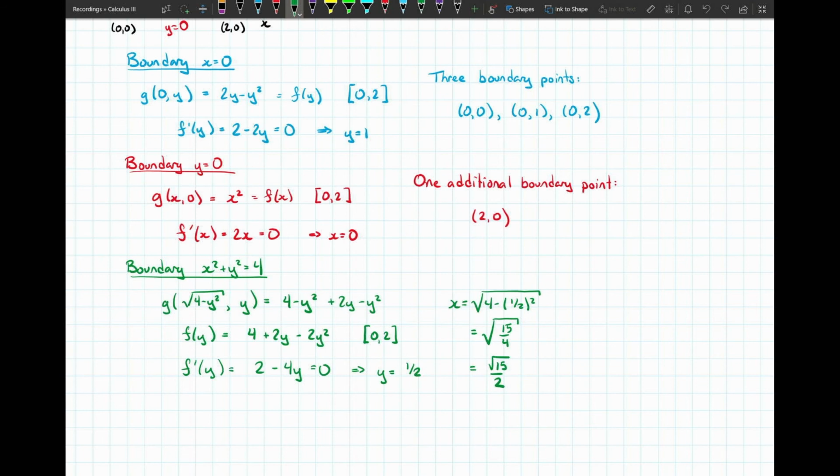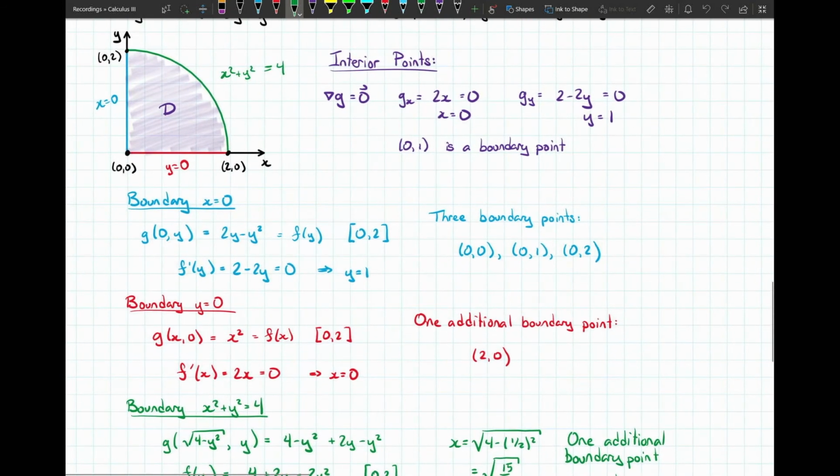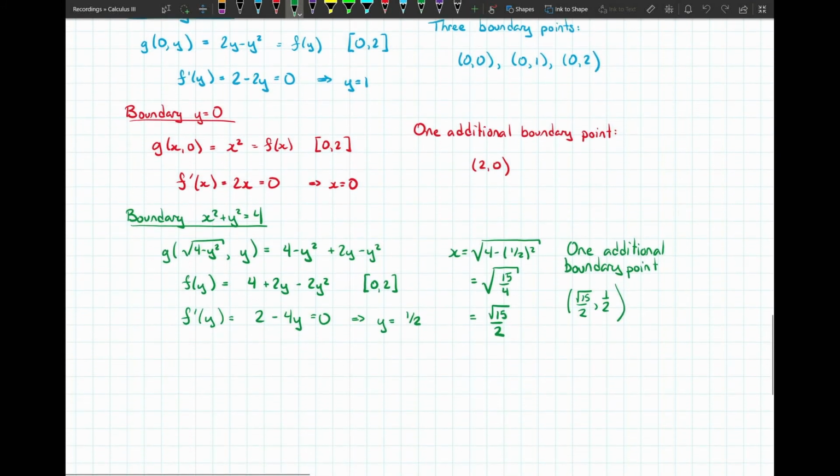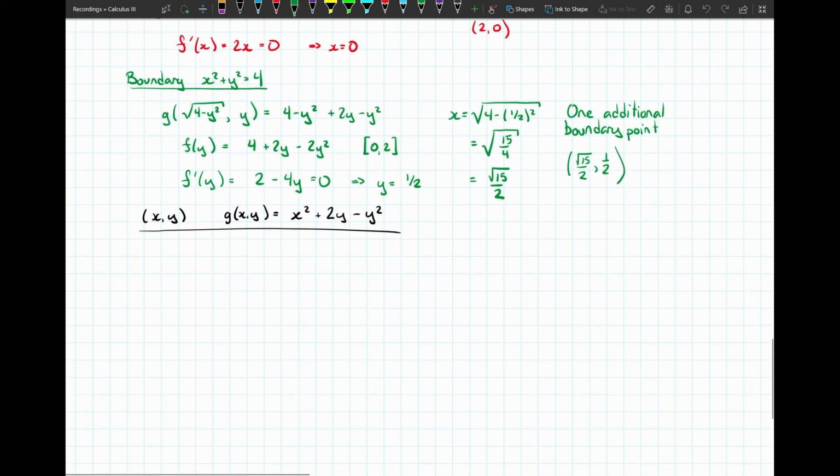That gives us one more boundary point because the two vertices when y equals 0 and y equals 2 have already been covered as the two endpoints of that green arc. We simply just need to look at the point root 15 over 2, 1/2. Now we're ready to make a little table of values and see which of these points wins out as the absolute maximum and which one wins out as the absolute minimum. We have 5 total points to plug into this function.